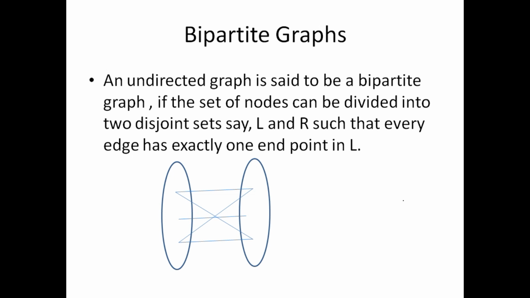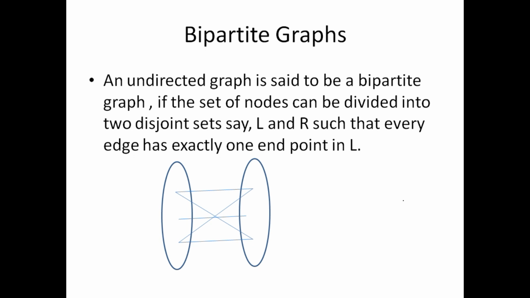So we're given an undirected graph. An undirected graph is said to be a bipartite graph if the set of nodes can be divided into disjoint sets, let's say L and R, such that every edge has exactly one endpoint in L and the other endpoint in R. So you should be able to put every node in the graph either into the left hand side or the right hand side. The nodes on the left hand side we'll call L, the nodes on the right hand side are R. Then all the edges can go only from the left side to the right side.